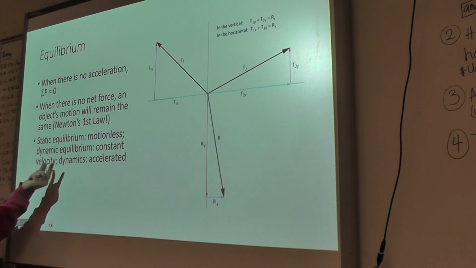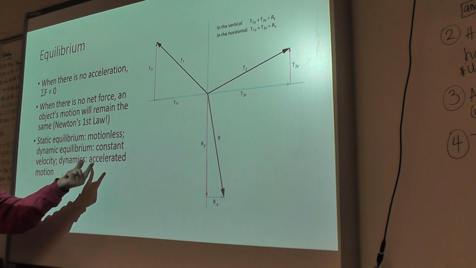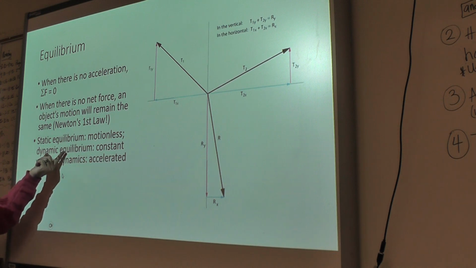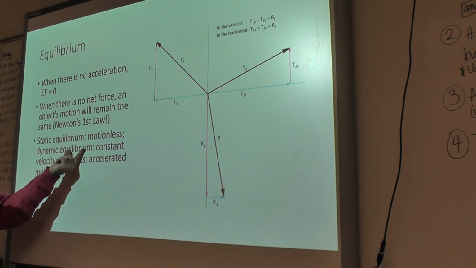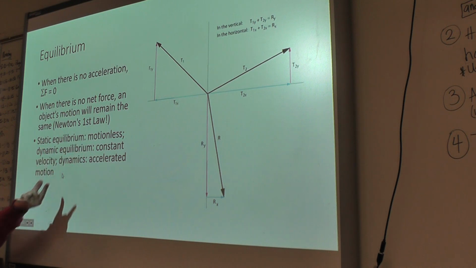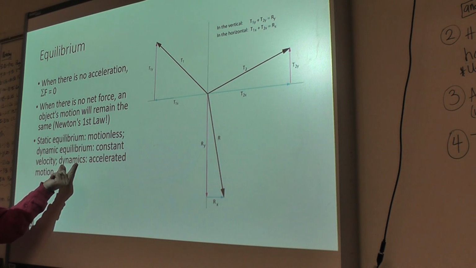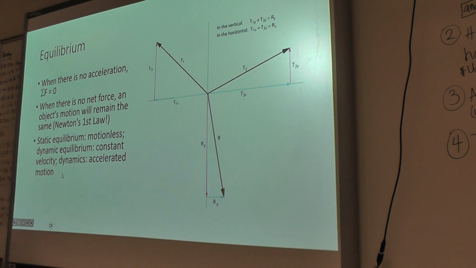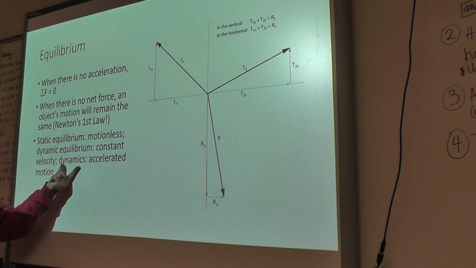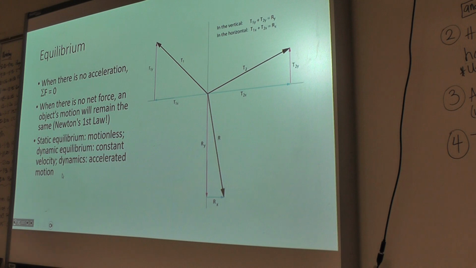Unfortunately, we also use the term dynamics to talk about accelerated motion. Dynamic equilibrium means the forces are balanced, but the position is changing. Dynamics is the branch of physics that studies unbalanced forces and the resulting change in velocity. Dynamic just means changing. So dynamic equilibrium refers to constant velocity, changing position. Dynamics refers to unbalanced forces, changing velocity. And that's one of those many things that is really annoying.